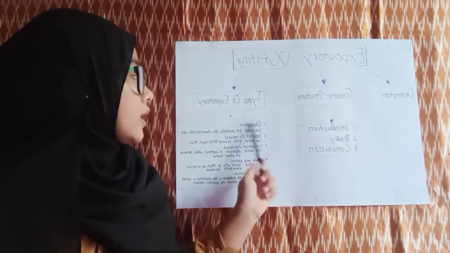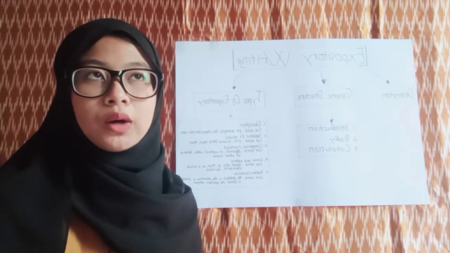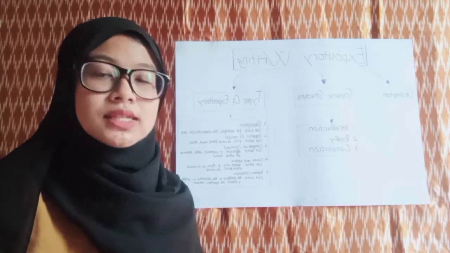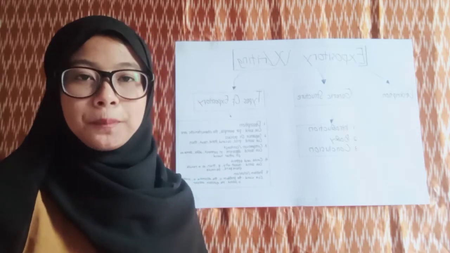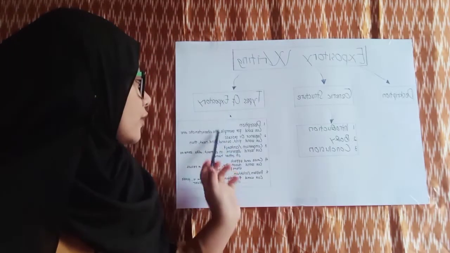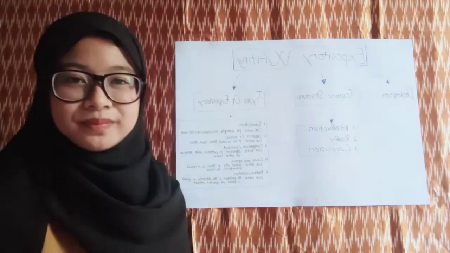The first is description. In the description, we tell about or describe something. It can be ideas, things, or a person. In description, there are keywords. The keywords are for example, and the characteristics are.